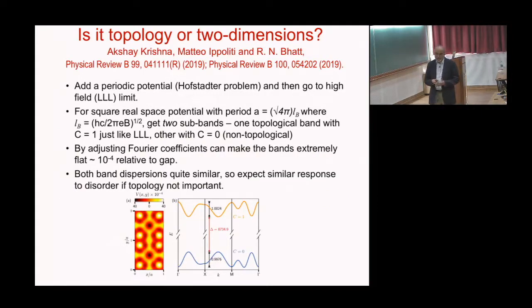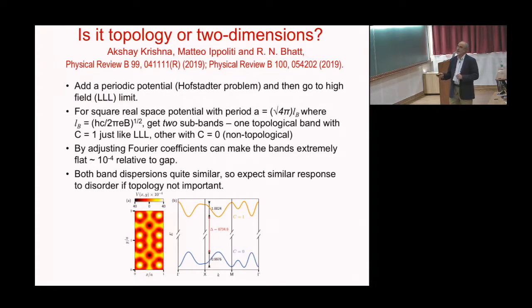So the question that we then went to is: is it topology or 2 dimensions? That's really important, and this was answered in these 2 papers to the best that we could do in terms of numerics. The first thing one can think of is to add a periodic potential to the system. Then you get what's known as the Hofstadter problem, and then you go to the high field limit and you end up with Landau levels. If you put the period of your potential and the filling just right, you can manage to get 2 subbands from 1 Landau level.